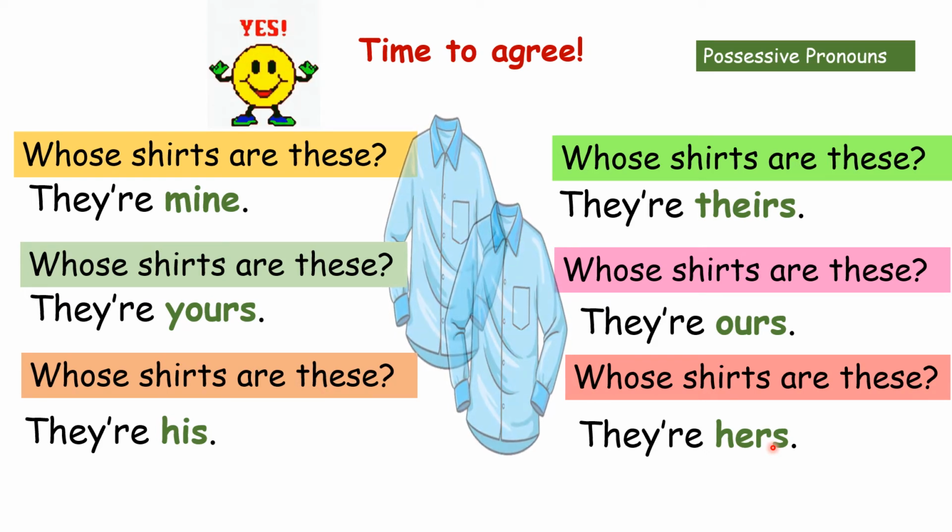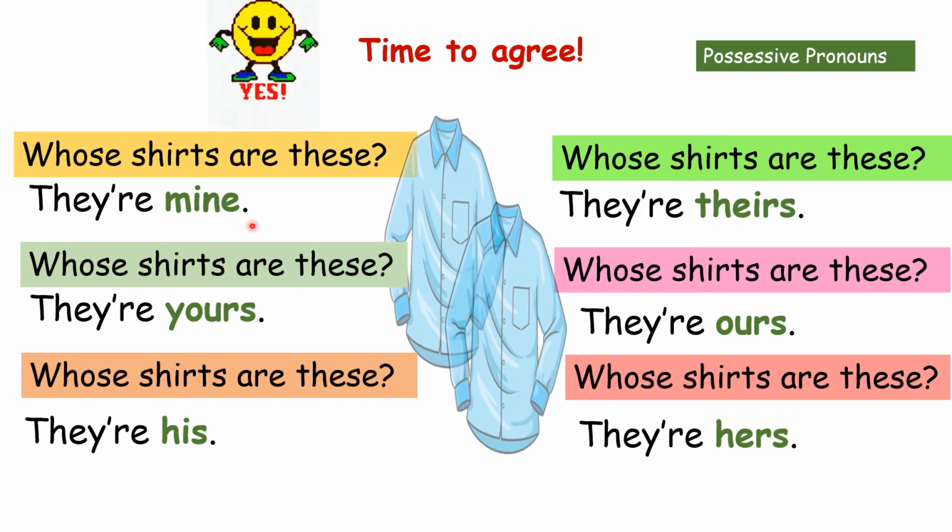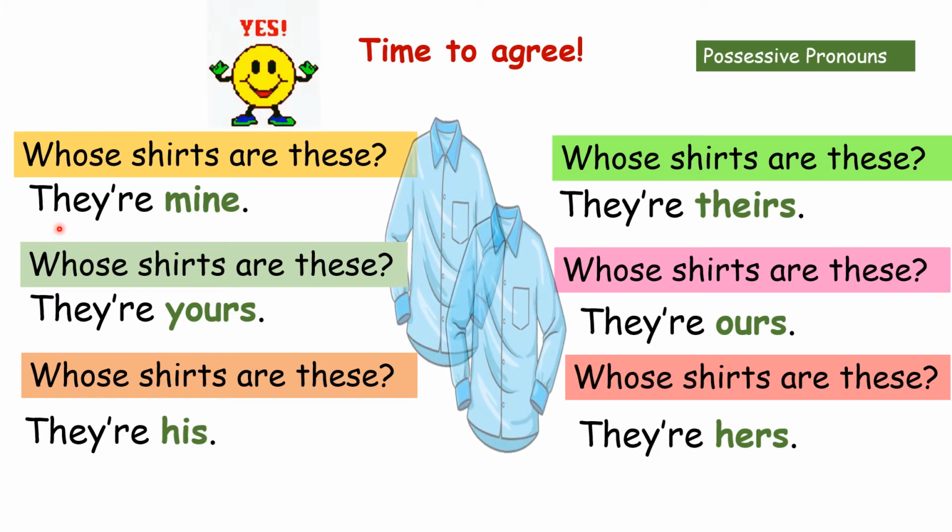So when we want to say that these shirts belong to that person, we use they're followed by the possessive pronouns. Okay? Bear in mind that we use are these when asking about more than one thing or item, and we use they're, which stands for they are, when answering about the ownership of more than one item.